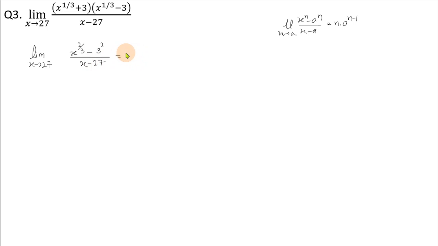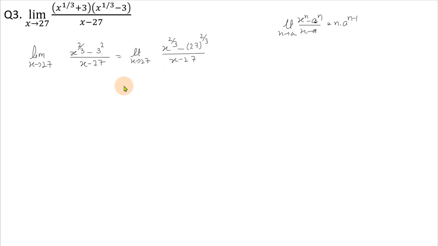So still it is not in that form. Again we'll reduce it, x approaches 27, so this is x^(2/3). We should have the same factor like x minus a in the denominator, here we should have a. So here a is equal to 27, so we can write it as 27^(2/3). Is it? The cube root of 27 is 3 and 3 square is 9.